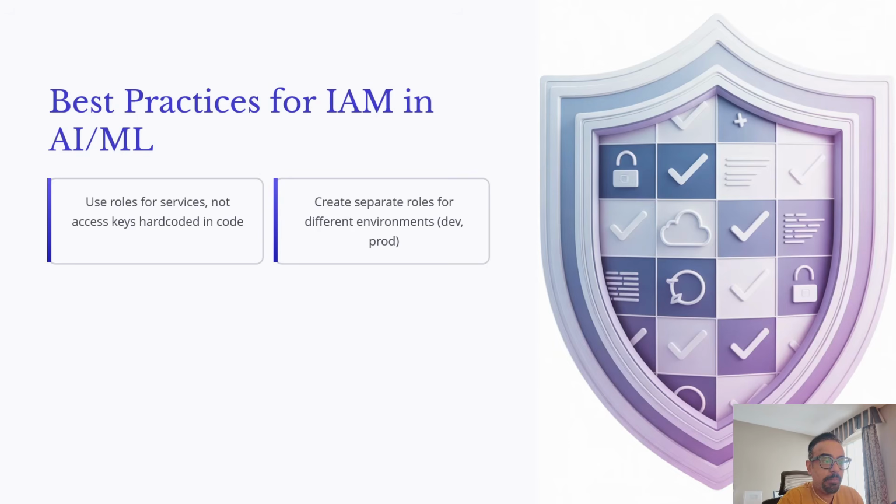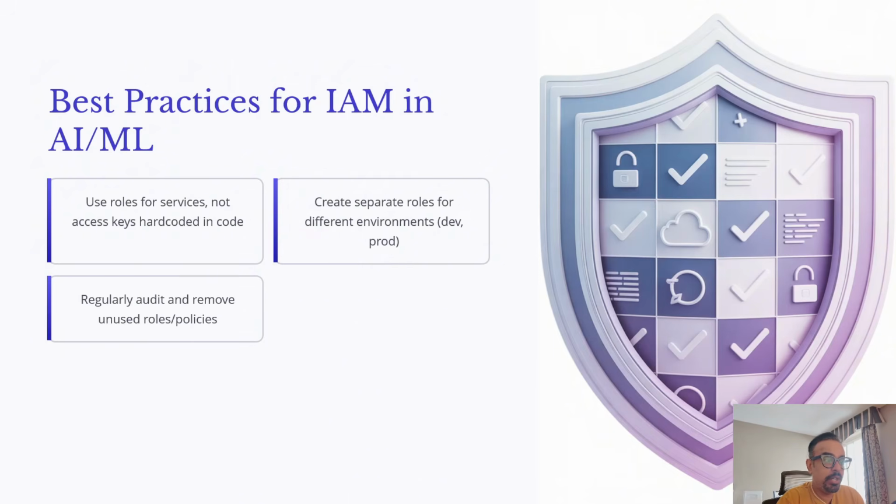Then create separate roles for different environments, like a dev environment and a production environment. Your development environment shouldn't have the same permissions as production. Dev roles might allow broader experimentation and logging, while production roles are going to enforce strict least privilege and restrict write access. This isolation is going to prevent accidental production changes during testing and limits damage if the dev credentials are compromised.